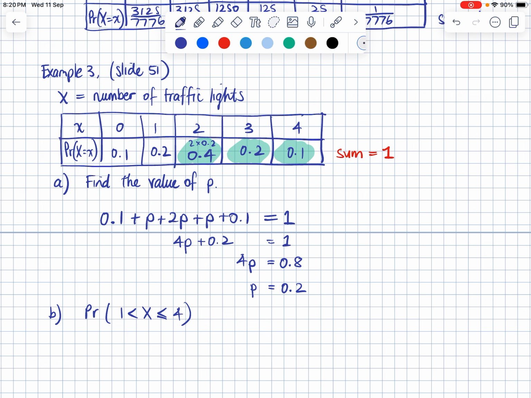This is the same as saying find the probability that x is greater than or equal to 2, given our current scenario, because it can't go past 4, which is 0.4 plus 0.2 plus 0.1, which is 0.7. So the probability that Denny passes through more than 1 and up to 4 traffic lights is equal to 0.7.